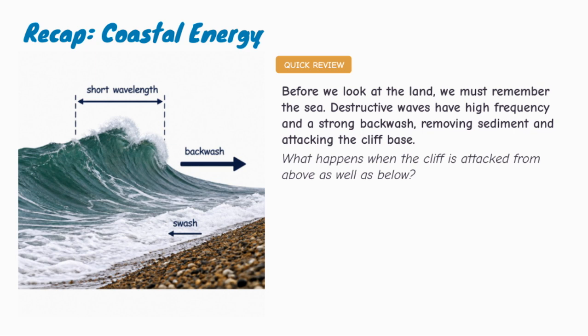But now we need to ask, what happens when the cliff is attacked from above as well as below? From below, waves undercut the cliff. From above, weathering weakens the rock. Gravity then pulls weakened material downwards through mass movement. This combination makes coastal cliffs unstable. So in this lesson, we are adding another part of the coastal system: the atmosphere, rainfall, temperature, and gravity.